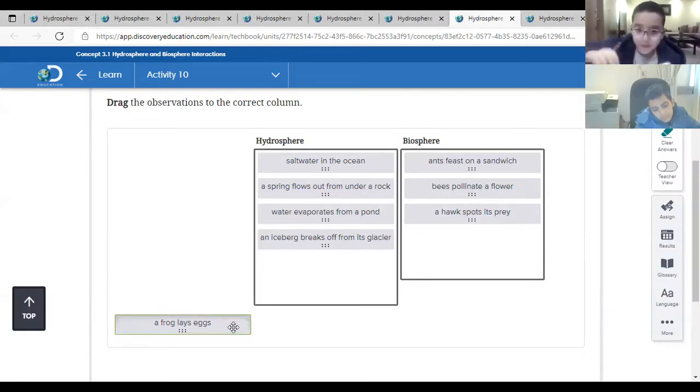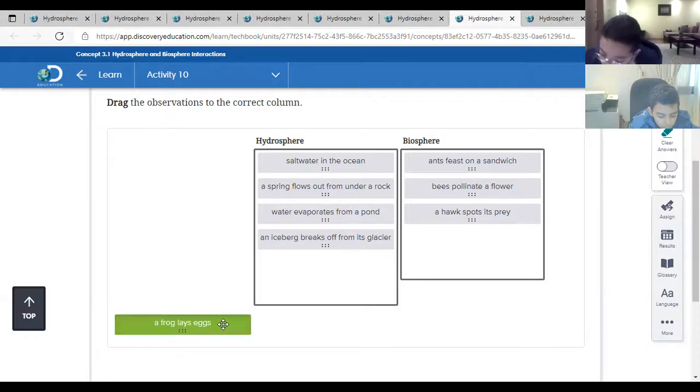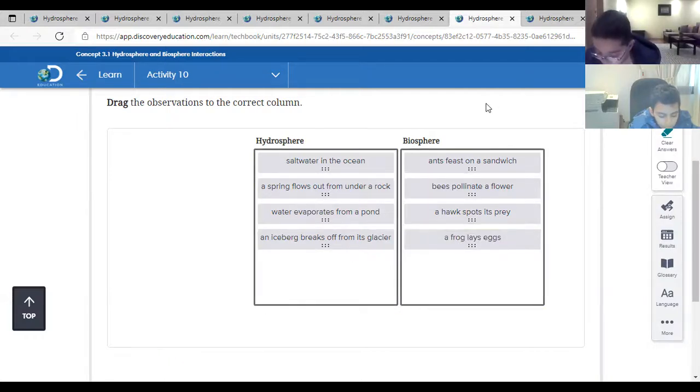Jawad, a frog lays eggs. Jawad, turn on your microphone. Yes, a frog lays its eggs. Is it hydrosphere or biosphere? Look, a frog lays its eggs. We are talking about a frog. Biosphere. Excellent. Thank you.